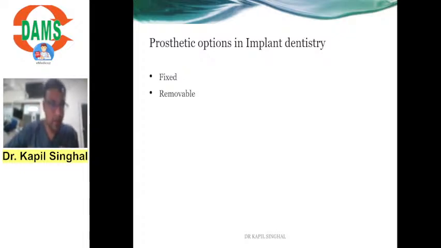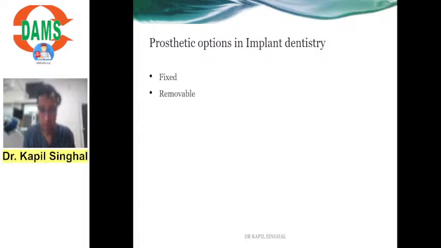Okay, so I'll be discussing different prosthetic options in implant dentistry first today. See guys, there are two options. One is fixed prosthesis over implants and the second is removable prosthesis over implants. A fixed prosthesis means obviously that's a fixed prosthesis and the patient cannot remove it. A removable prosthesis is something over implants that the patient can remove whenever the patient wants.